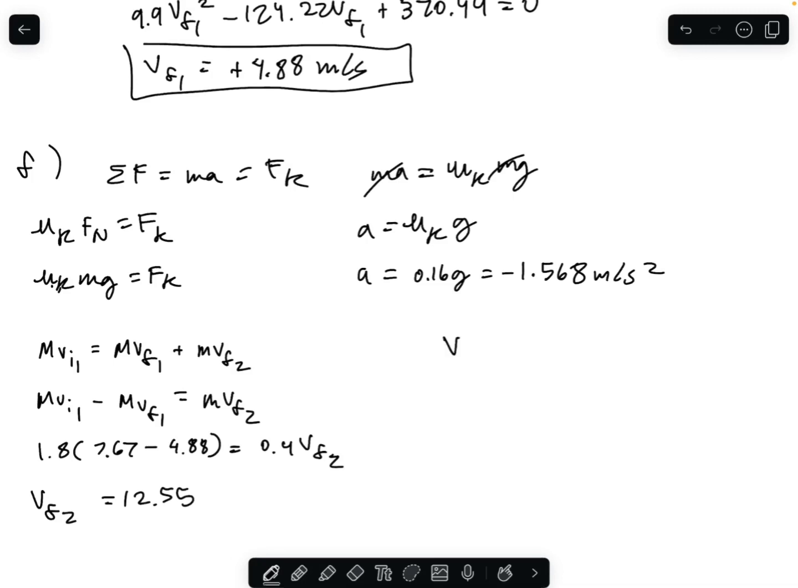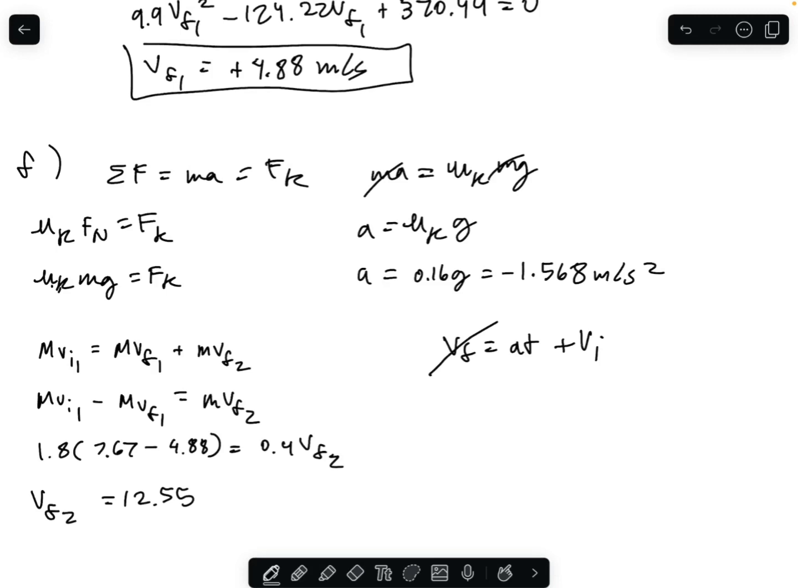And after that, I'm going to use vf equals at plus vi. And then ask for when it comes to rest, so vf is 0. And negative vi, which is going to be the vf2, because the vi is the velocity after the collision.